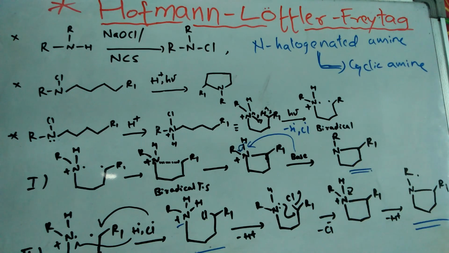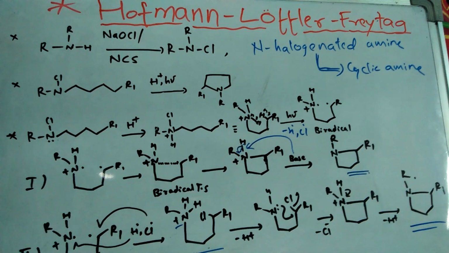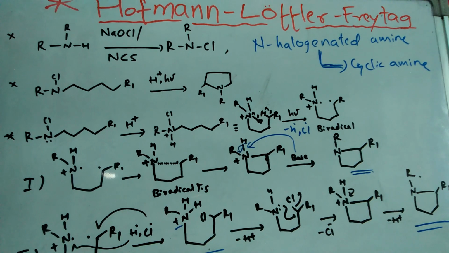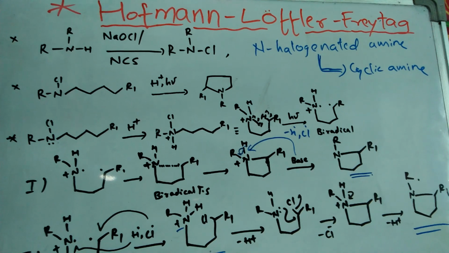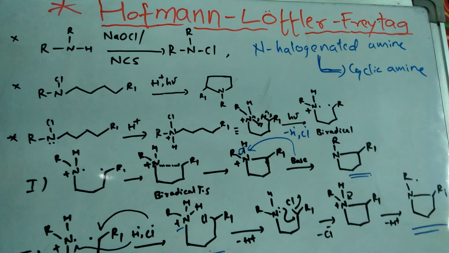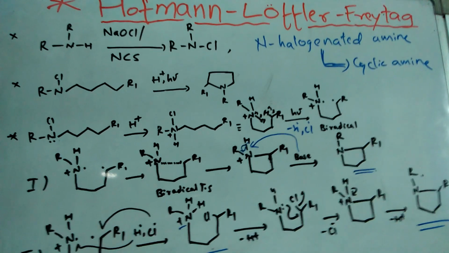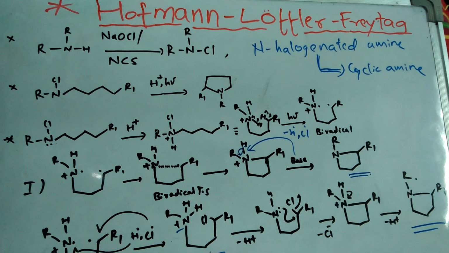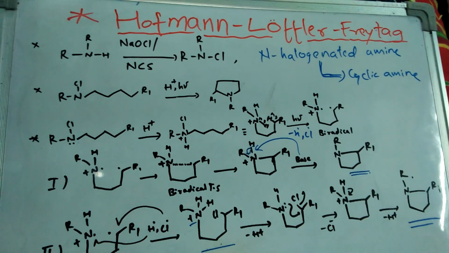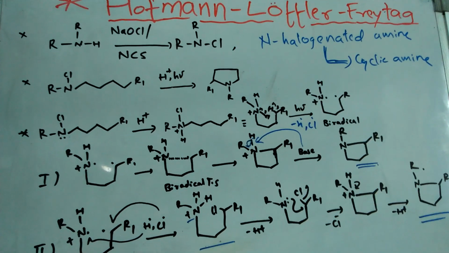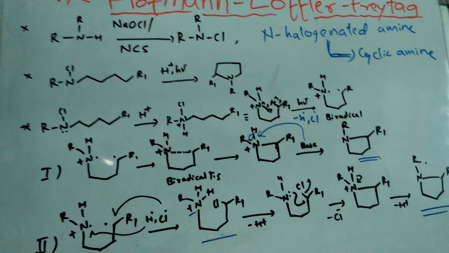The Hofmann-Loffler-Freytag reaction is the conversion of N-halogenated amine to cyclic amine in the presence of strong acids like H2SO4 and under photochemical conditions. It takes place by a free radical mechanism.